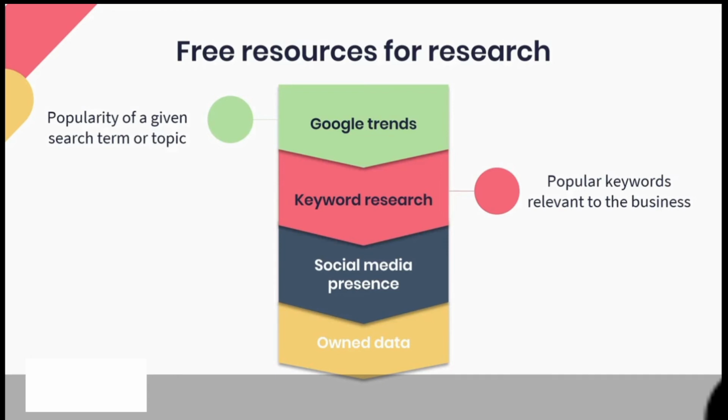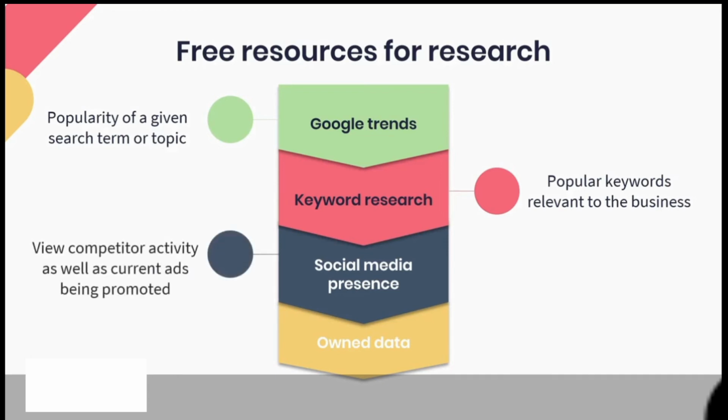Then social media presence is about looking at your competitors' activity on social. In some cases, you'll only be able to see organic information, but in the case of Facebook, you are able to see all the ads that a brand is running. If you visit their Facebook page, on the right you will see something called page transparency. Clicking on that will show you a page of the ads that they are currently running.